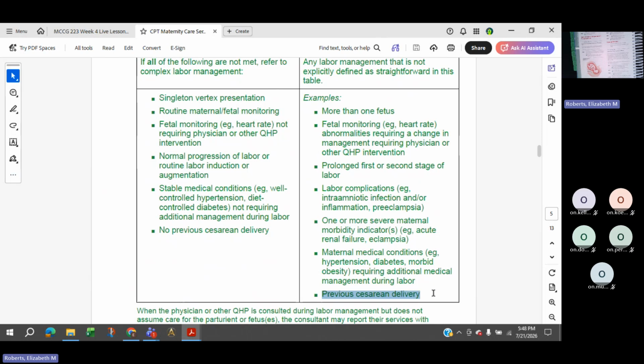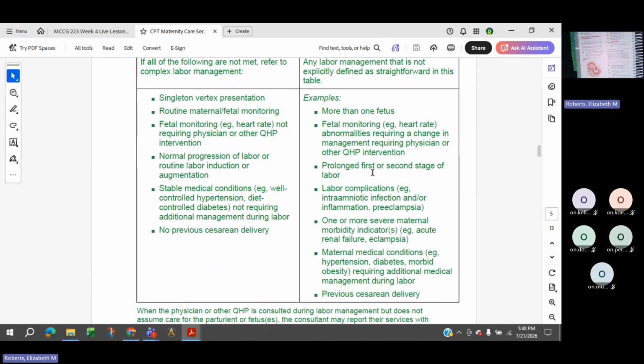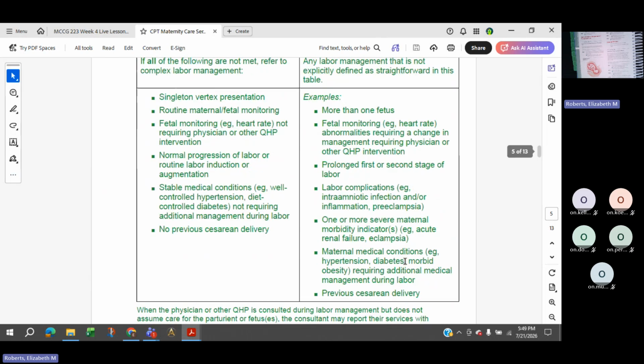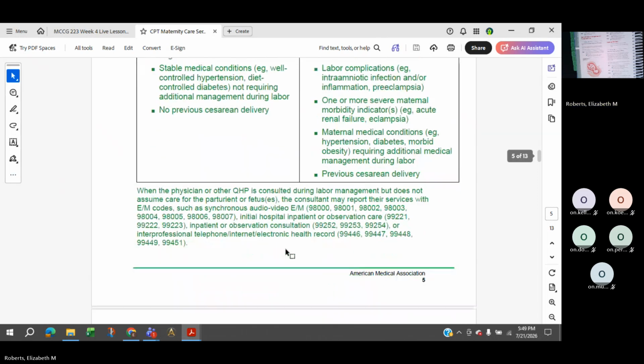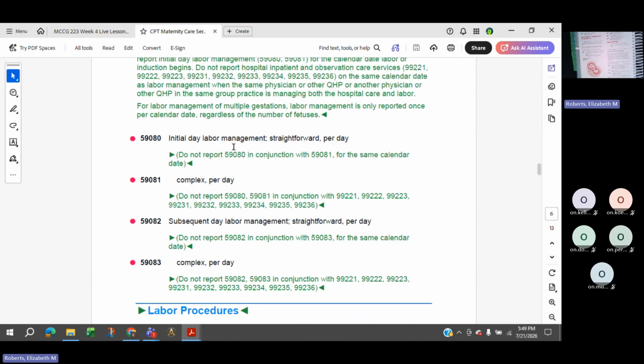Yeah, any previous cesarean delivery is automatically complex. It doesn't say necessarily that any cesarean delivery is automatically complex. Not that I'm finding. But those probably would fall into the complex category simply because why else are we calling it complex? Okay, what else? So these are all new. Notice they all have, so this is what your book is going to look like. It's going to have these little red dots. These are all new codes.